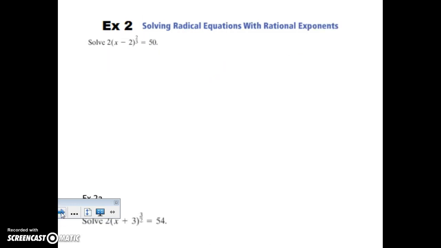Okay, example 2, it's similar, except this time, instead of a square root, you have a rational exponent. That's still considered a root or a radical, and so we're going to get that by itself, so I'm going to put it in that little box. Remember, that's 2 times that radical, so in order to get the radical by itself, I'm going to divide by 2 on both sides. And that's going to give me x minus 2 to the 2/3 equals 25.